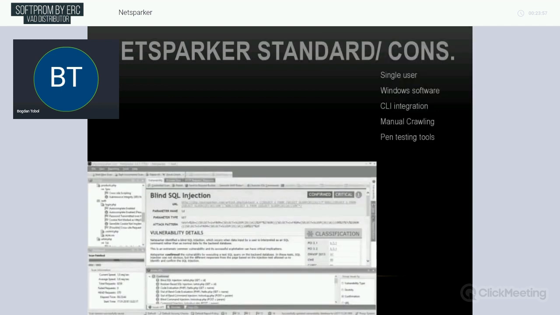Netsparker has two different editions for different purposes. One is Netsparker Standard, typical single-user Windows software, which supports command line integration, but on top of the Netsparker technologies, has a lot of pen testing tools and manual crawling inside. This edition is for penetration testers, for consultants, and for people who are responsible for checking websites one by one, not hundreds of thousands of them. It's very light and can be installed on every laptop and works on not very powerful hardware.